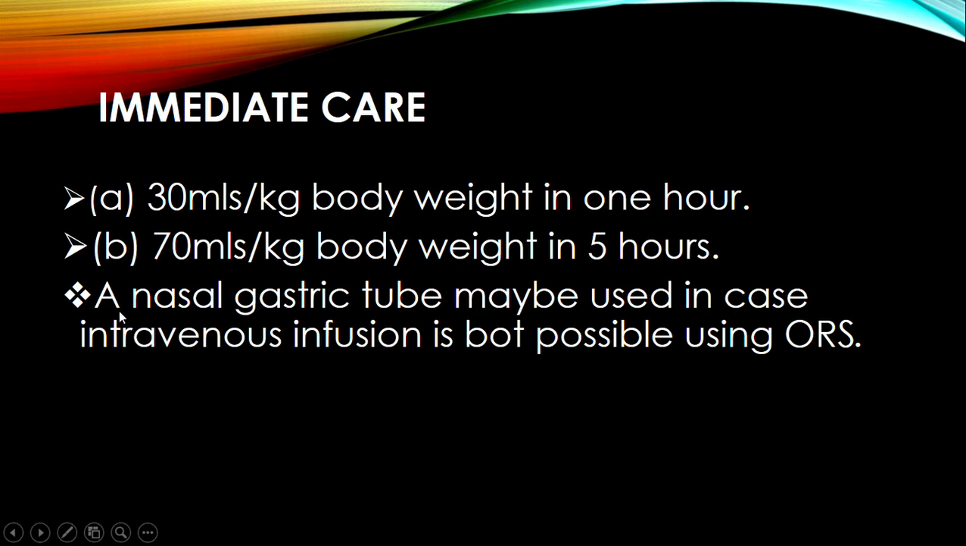In case this child is in shock, the veins have collapsed, and we are unable to cannulate the child, we are going to insert a nasogastric tube. A nasogastric tube may be used in cases where intravenous infusion is not possible, not both, but not possible. So we insert a nasogastric tube and start giving the child ORS through the NGT.